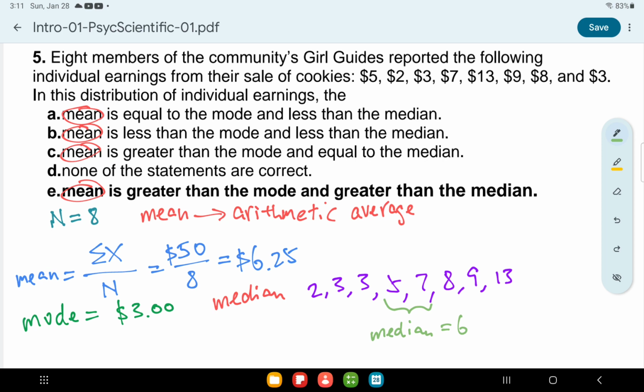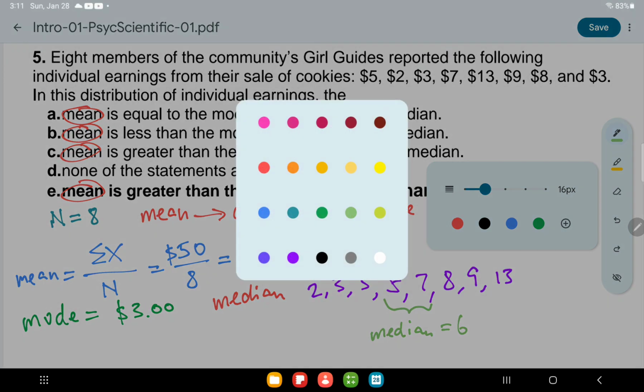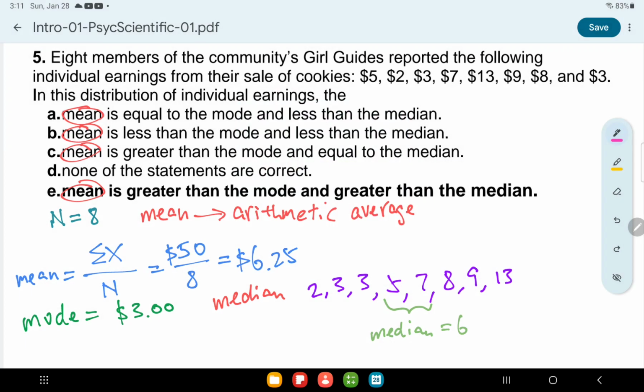Let's take a look at E again. Mean is greater than the mode and greater than the median. I'm just going to quickly highlight for you what we're getting at. Option E again one more time. What we're saying is that the mean numeric value of 6.25 is greater than the mode as well as the median.